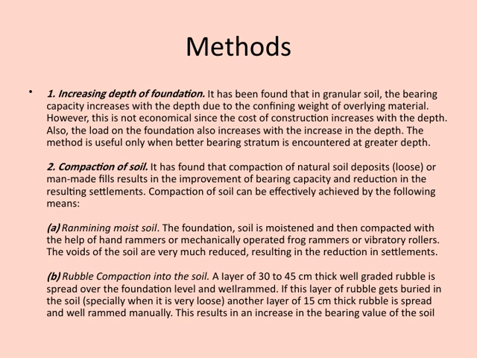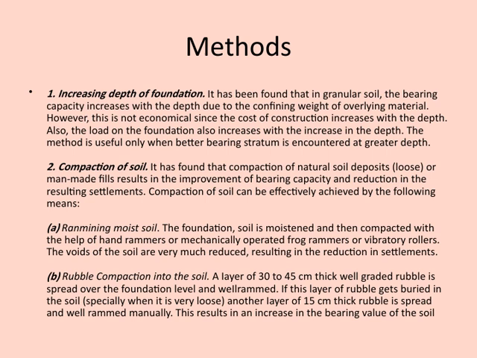This method involves improving the soil's strength by reducing its voids, which boosts its bearing capacity and minimizes settlements. There are a couple of effective ways to achieve this. One is moist soil compaction. Here, we moisten the soil and then compact it using hand rammers, mechanical rammers, or vibratory rollers. The key is to reduce the voids, making the soil denser and more stable.